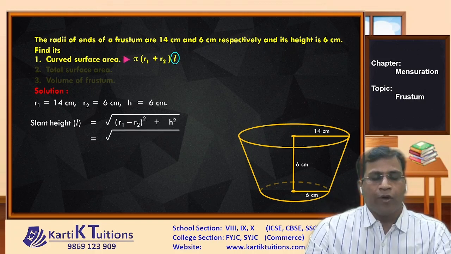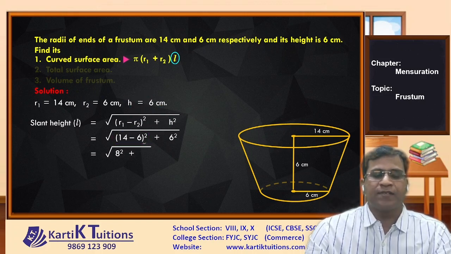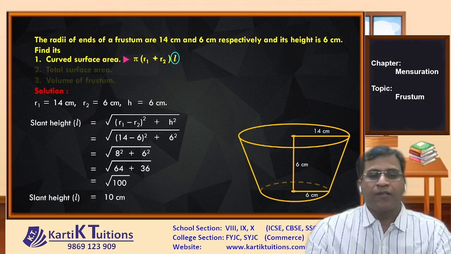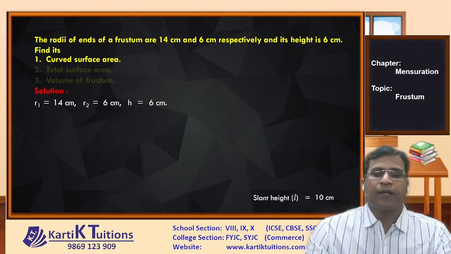Now here, root of our R1 is 14. So it is 14 minus R2 is 6. So minus 6, the whole square plus 6 square. Now 14 minus 6 will be what? It will become 8. So it is 8 square plus 6 square. Now 8 square is 64, 6 square is 36. So 64 plus 36 will give us 100 and square root of 100 will give us 10. So here our slant height is 10 centimeter.